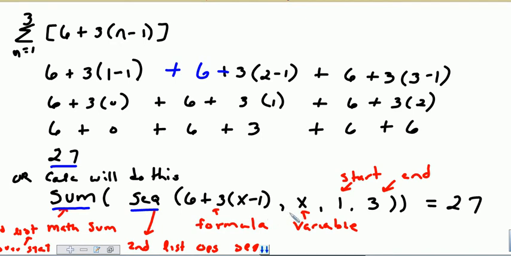Then, comma, and this calculator makes you declare what variable you're using because this calculator will deal with more than one variable at a time. So we need to make sure that we are saying, I put an x right here. This also needs to be an x. So just put another x, comma, your starting number, which is the number underneath here, which is 1, and your ending number, which is 3. Close your parentheses twice. It will tell you that the sum is 27.